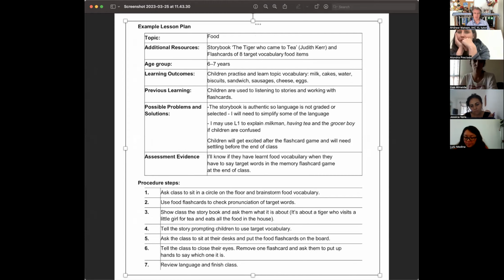Yes, the topic: food. Additional resources: storybook, The Tiger Who Came to Tea, Judith Kerr, and flashcards of 8 target vocabulary food items. Age group: 6 to 7 years. Learning outcomes: children practice and learn topic vocabulary: milk, cakes, water, biscuits, sandwich, sausage, cheese, and eggs. Previous learning: children are used to listening to stories and working with flashcards.